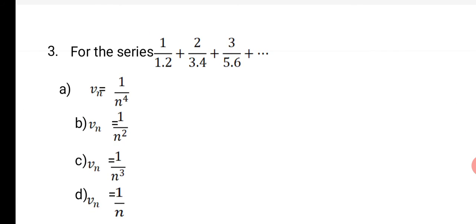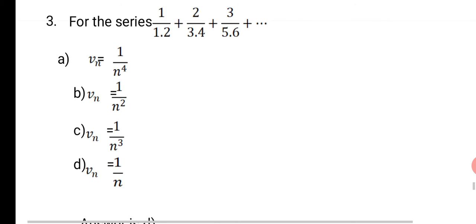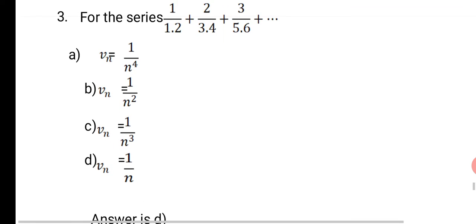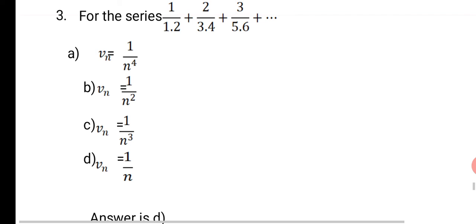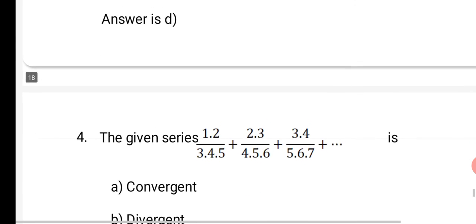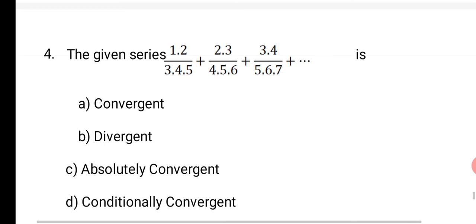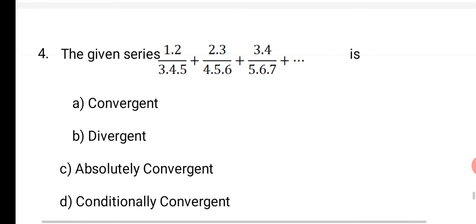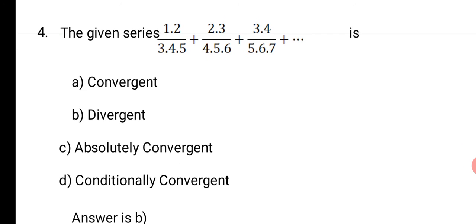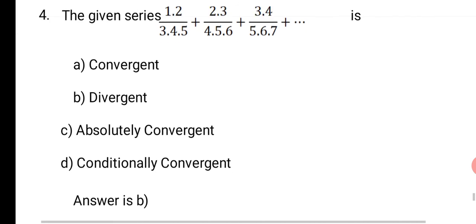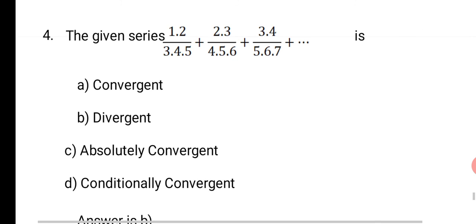Number 3, for the series 1 by 1 into 2 plus 2 by 2 into 3 plus 3 by 5 into 6 plus etc. The answer is D, that is vn is equal to 1 by n. Fourth one, the given series 1 into 2 by 3 into 4 into 5 plus 2 into 3 divided by 4 into 5 into 6 plus 3 into 4 divided by 5 into 6 into 7 plus etc. The answer is divergent.